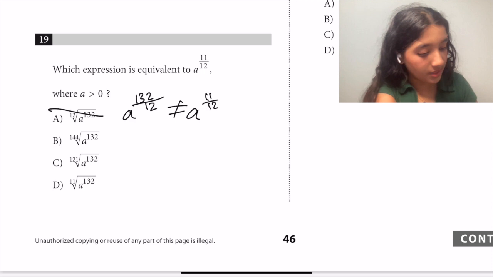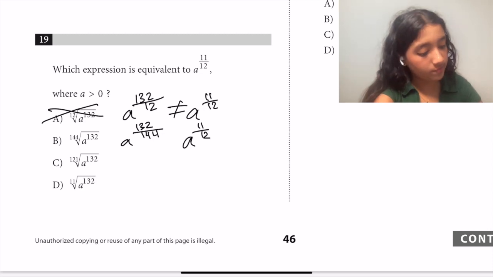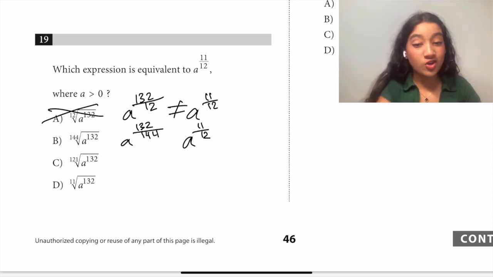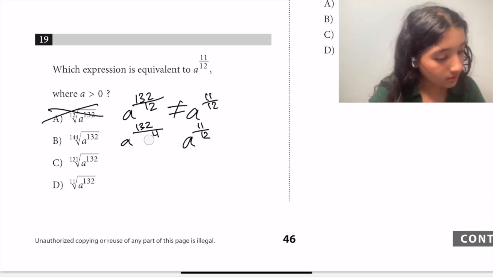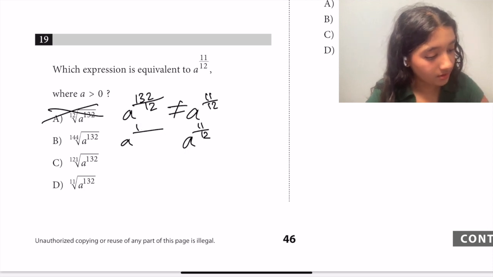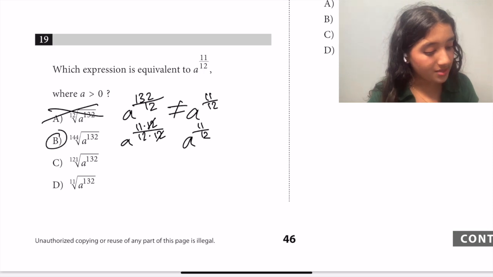So we can eliminate option A, and we have a to the 132 divided by 144. And we can see if that's equal to a to the 11 over 12. So 132 is just equal to 11 times 12, and 144 is equal to 12 times 12. So if we write that out as 11 times 12 over 12 times 12, the 12s cancel out. So we get that it is equal to a to the 11 over 12. So that gets us option B.